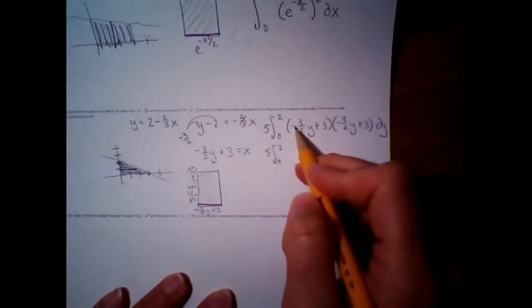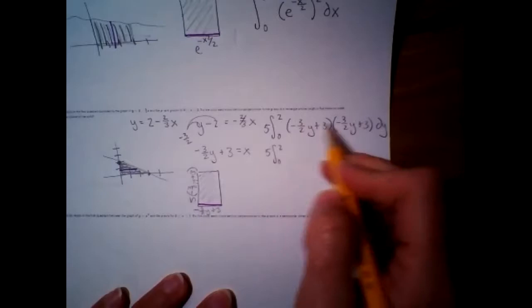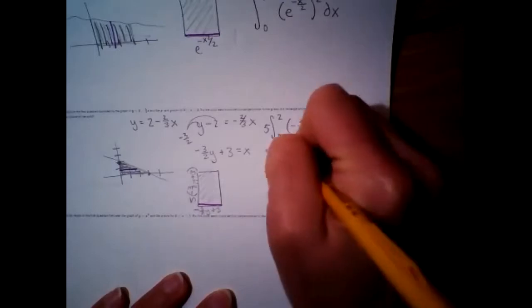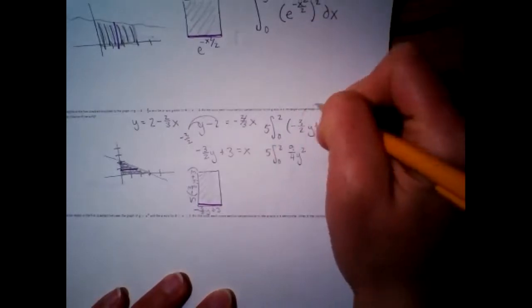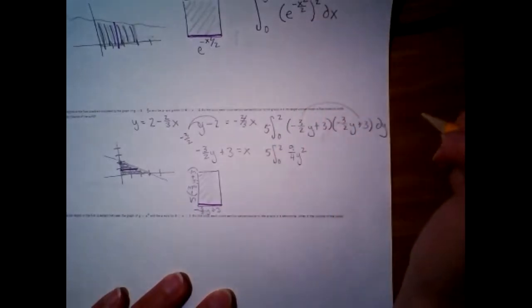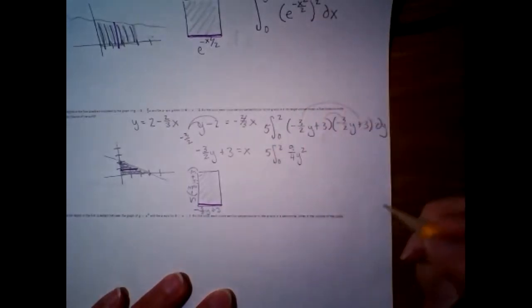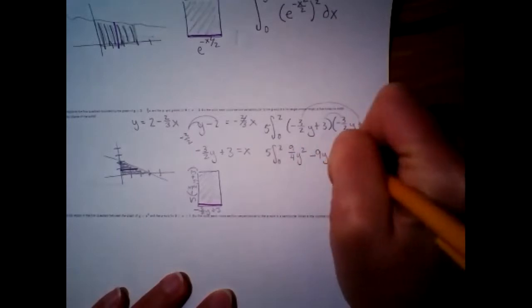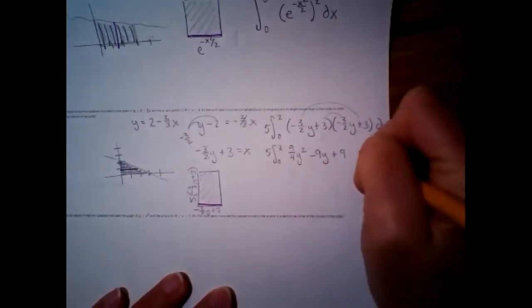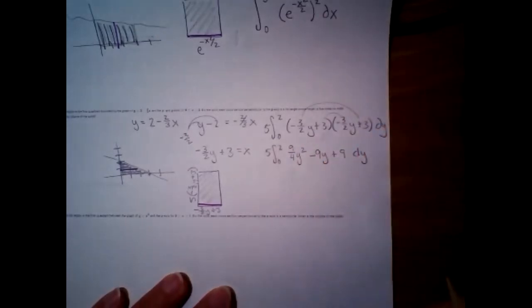So multiplying this together, it's just a bunch of algebra. Negatives are going to cancel. That'll be 9/4 y squared. The outsides are going to give you negative 9/2 y. The insides are going to give you negative 9/2 y. So together, that's negative 9y. And then 3 times 3 gives you 9. So it multiplied all that out.